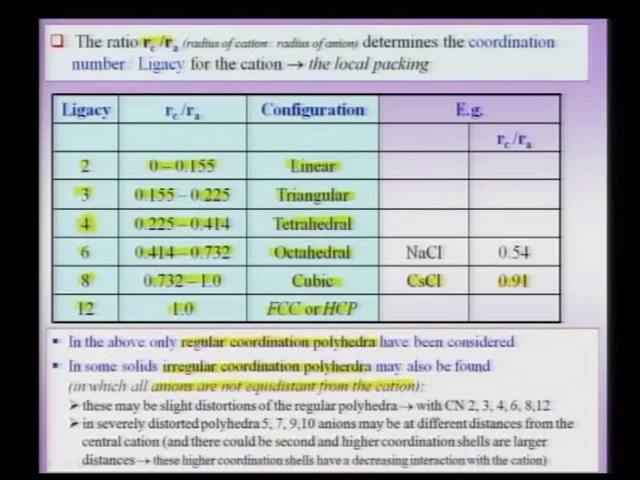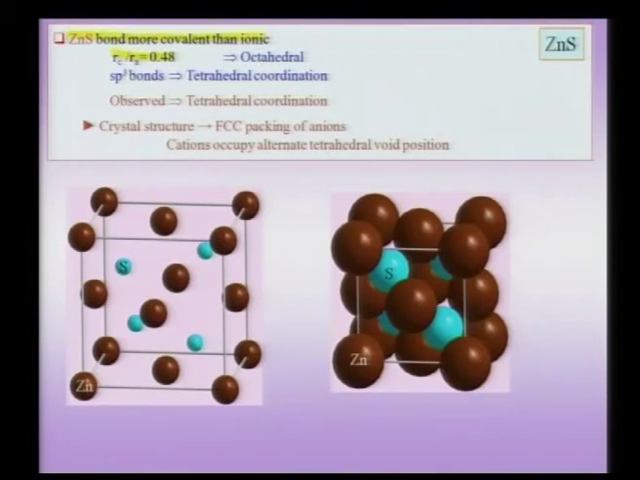So, 0.48 lies in the region of 0.414 to 0.732, which means that I need to have octahedral coordination, or a coordination number of 6. So, what my rules of ionic packing tell me is that coordination number 6 is preferred. But here again you have certain covalent character to the bond, and the kind of hybridization which is observed is sp3 hybridization, which tells me that I need to have a tetrahedral coordination, which is something like what I would have in the case of diamond.